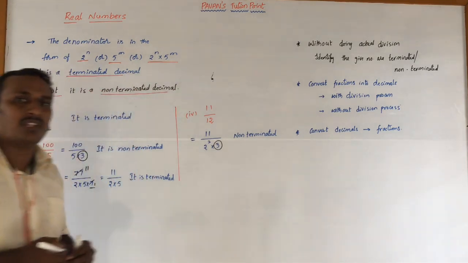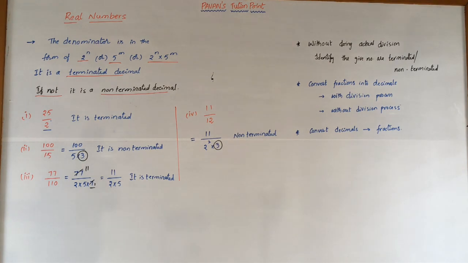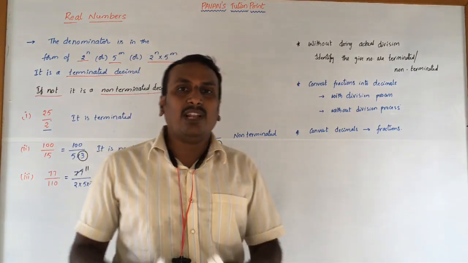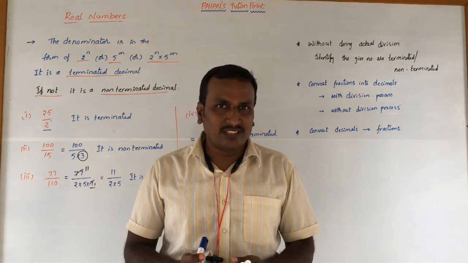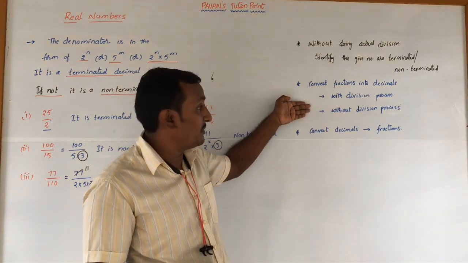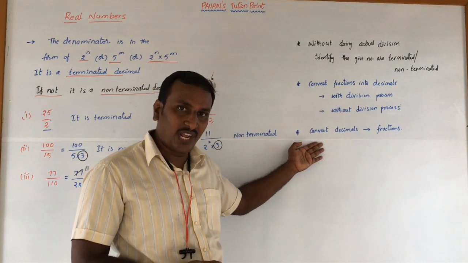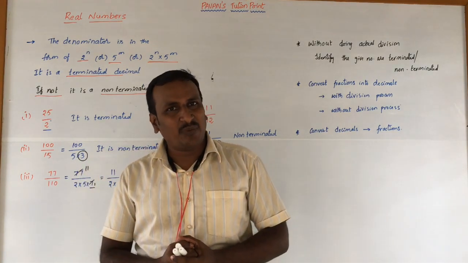So this is about identifying terminated or non-terminated decimals without doing the division. We have some more problems like this. You can practice from your textbook. If you have any doubts, you can mention them in the comment box, and I will explain more problems like this. In the next video, I am going to explain how to convert fractions into decimals, by doing the division and without doing the division, and how to convert decimals into fractions. So keep watching and wait for my next video.